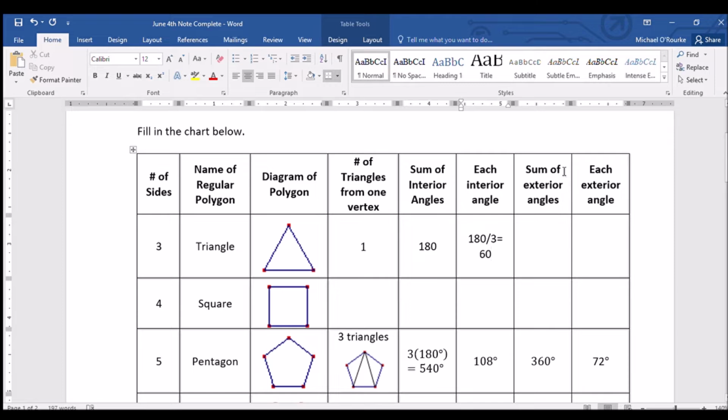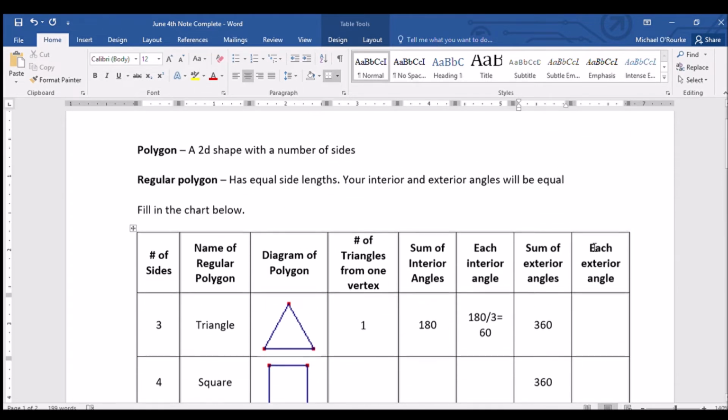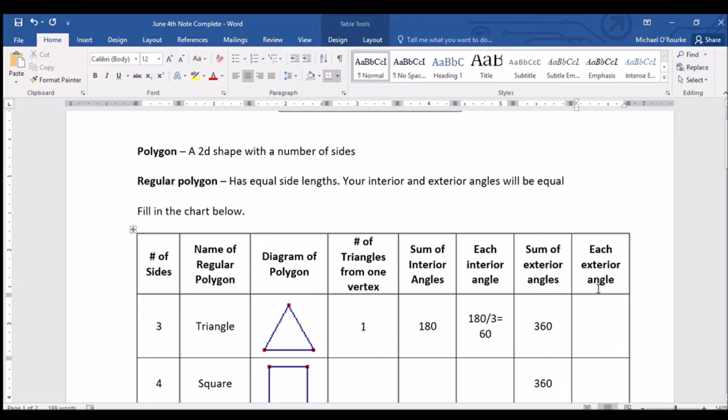Now what's the sum of the exterior angles? If you remember back to yesterday, the sum of all shapes' exterior angles, no matter how many sides, is 360. So if this one's 360, what's this one going to be? 360. And what's this one going to be? 360. What's this one going to be? You're right, 360. Then, what's each exterior angle going to be? Because it's a regular polygon, we take the total and divide it by how many there are. So in this case, 3. So that's going to equal 120 degrees.